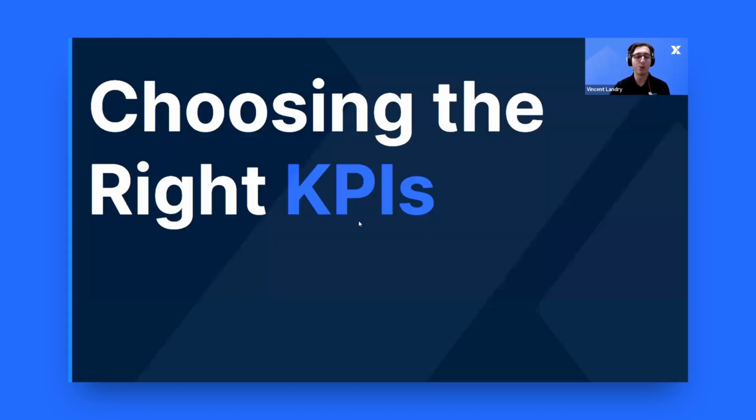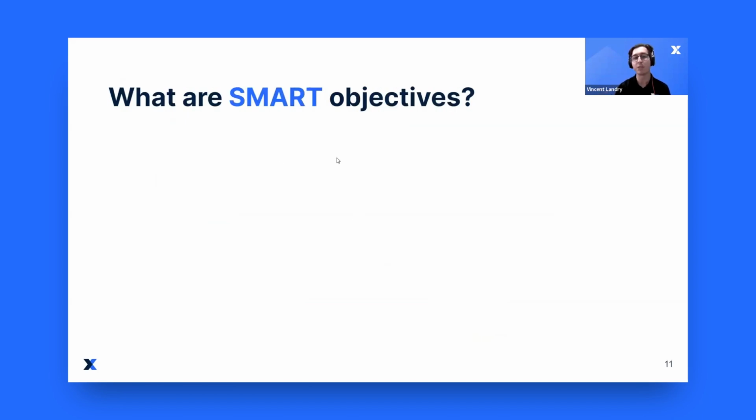So moving on to choosing the right KPIs, because when we start creating a PM program, one thing that is very important is to set some goals, set some objectives. Now, if you don't already know this, I will introduce you to SMART objectives. What are SMART objectives? Well, the S in SMART means that we need something to be specific.